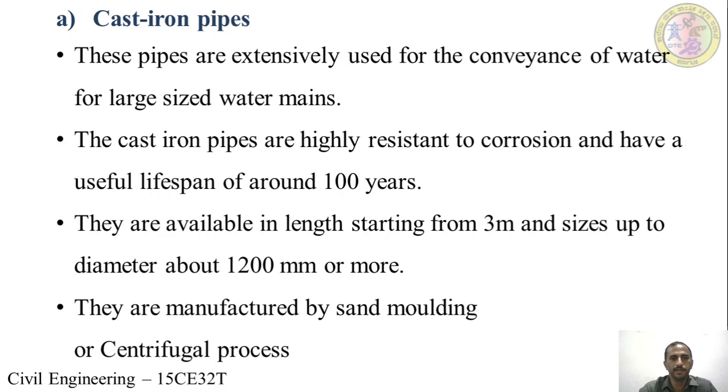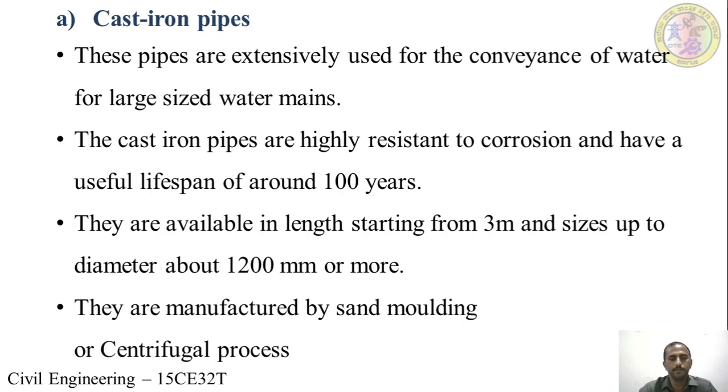Because of their excellent resistance to corrosion property, they are extensively used for conveyance of water. The lifespan of cast iron pipes in normal condition is around 100 years. They are available in length starting from 3 meter and the diameter about 1200 mm or above.